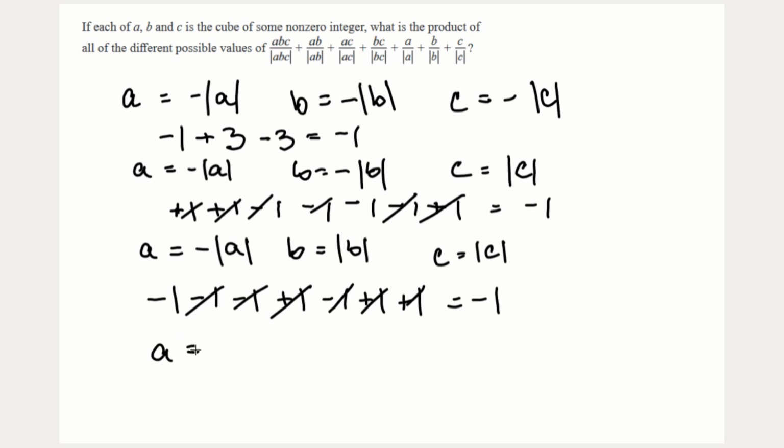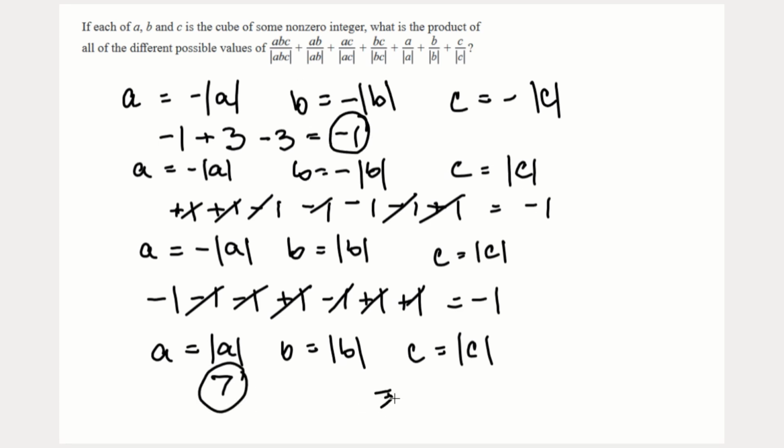Alright, now let's make all of them positive. So all of them are positive, then all of these sums, 1, 2, 3, 4, 5, 6, 7. That should give you 7. So the product of all different possible values: we have negative 1, that's the same for these two, and then this one is 7. So it should give you negative 7 as your answer.